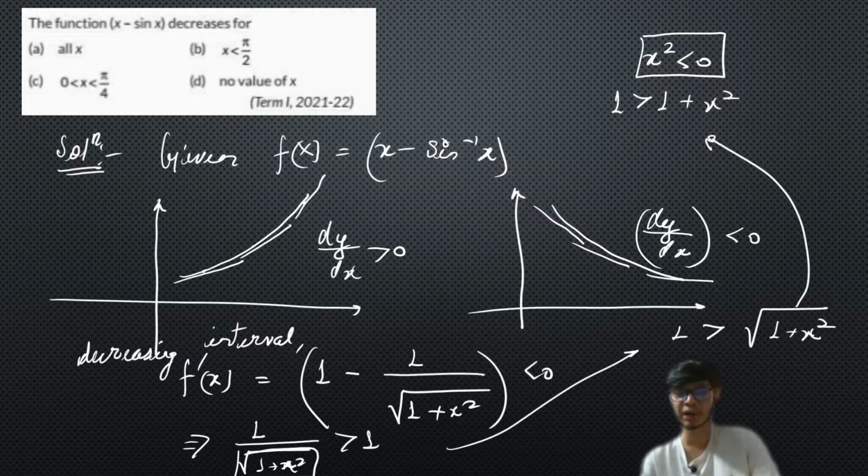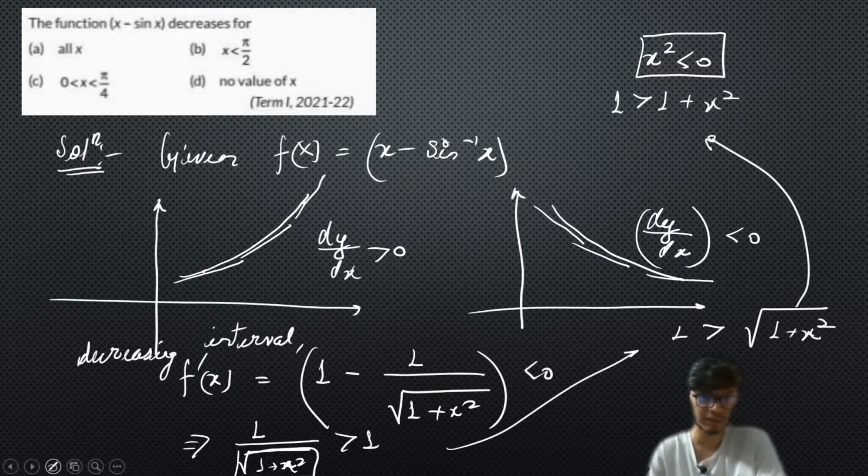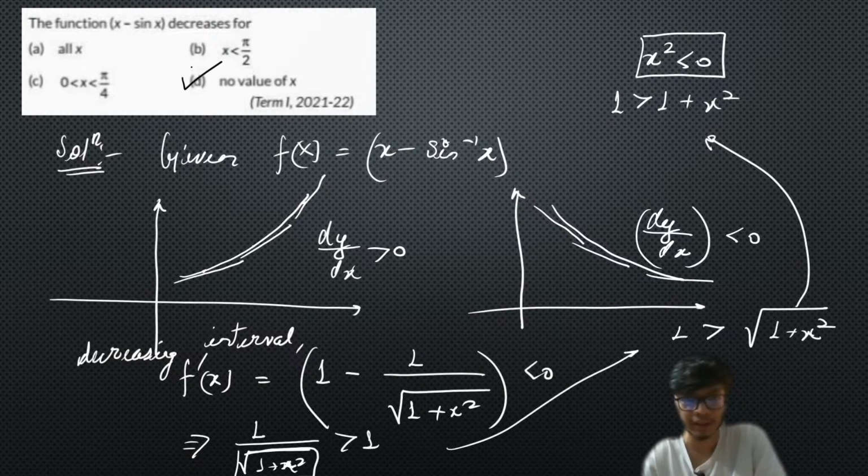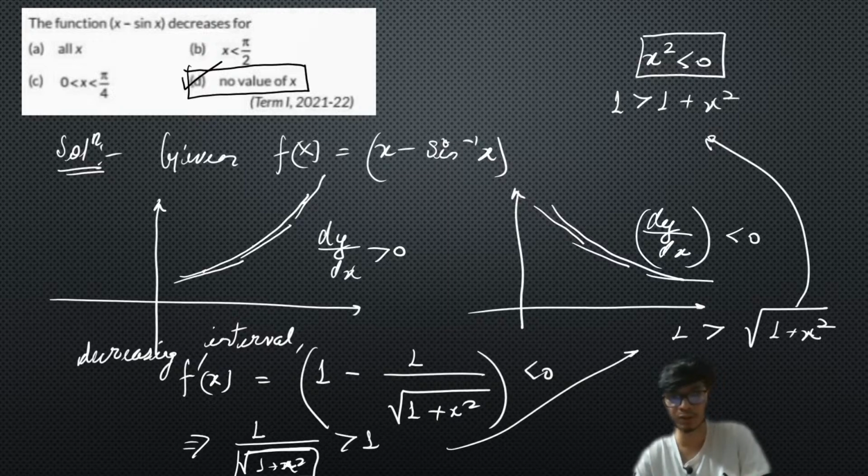Now for which value of x do we have x square less than 0? In real x we do not have any such values, right? For which we have x square less than 0. So our final answer to this particular problem is definitely option D, that is no value of x is there for which this particular function is decreasing, right? So this particular function x minus sine x is always increasing.